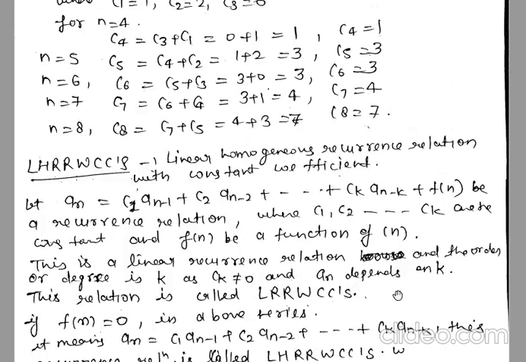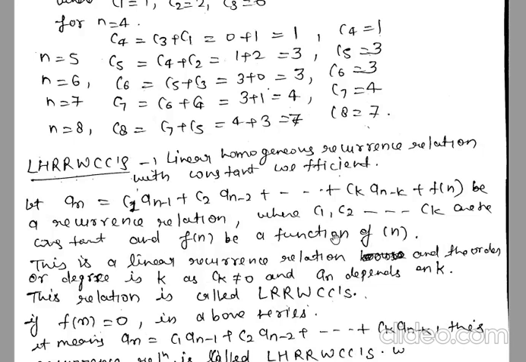Now, linear homogeneous recurrence relation with constant coefficient. With this relation we can define both of the relations. So a linear homogeneous recurrence relation with constant coefficient: an is equal to c1 an minus 1 plus c2 an minus 2 plus and so on, ck an minus k plus fn be a recurrence relation where c1, c2, ck are the constants and fn is a function of n, as we saw above, same as it is.